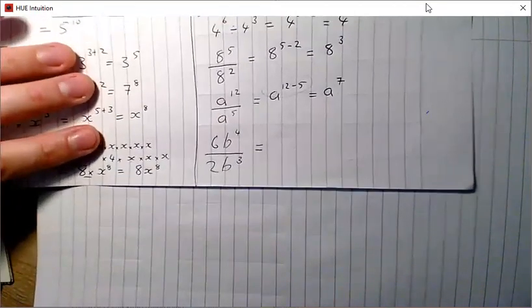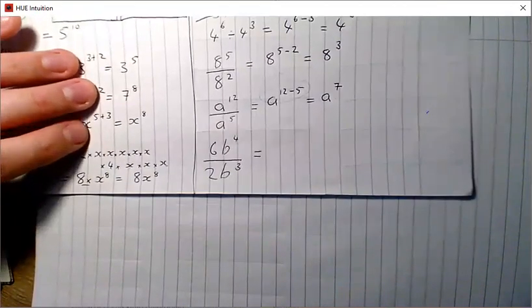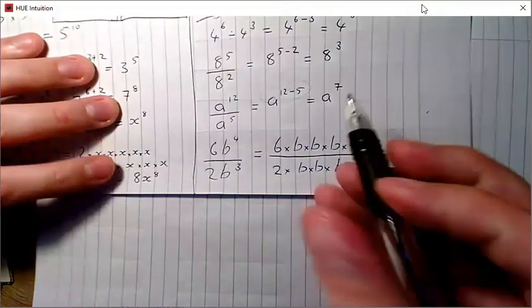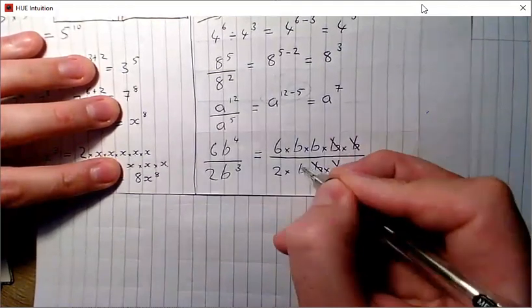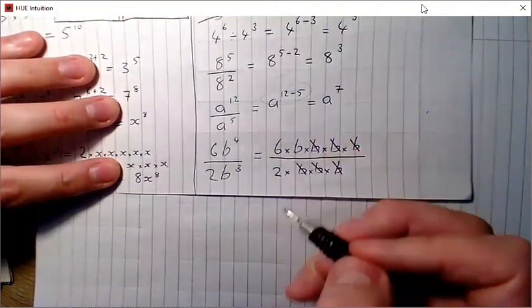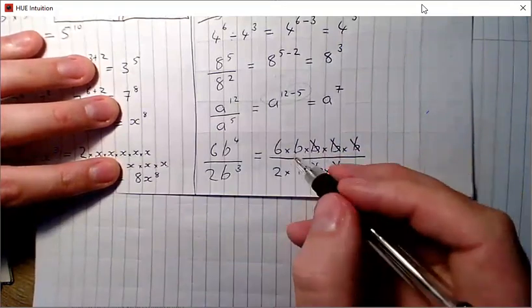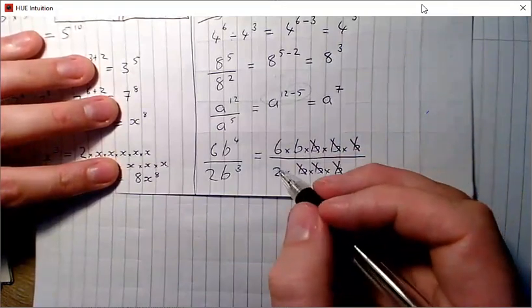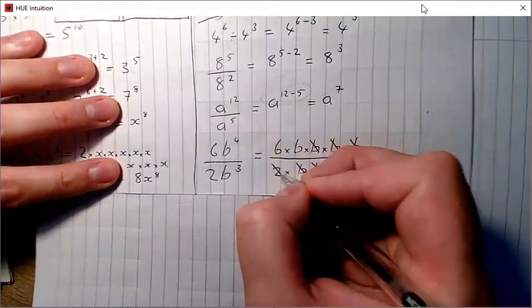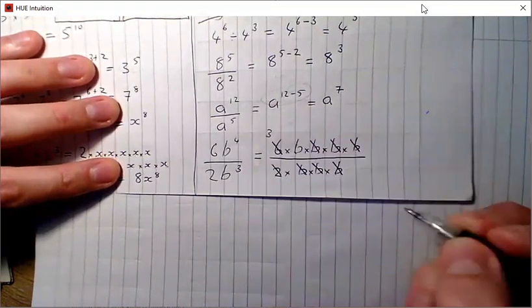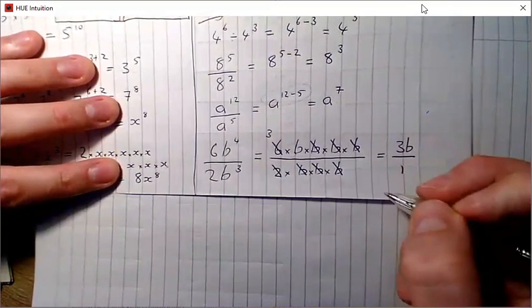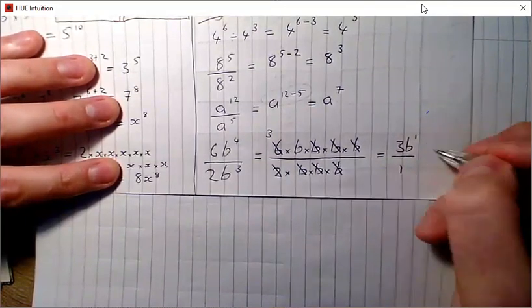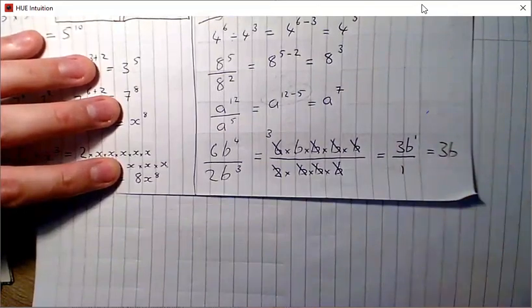This last one is a little bit different. Again, write it out in long form. You'll see what to do. Okay, hopefully you're getting something like this and you're saying, well, those B's are common, top and bottom. So I'm left with just one B, and that's B to the power of 1. We'll discuss that in just a second. And then 6 divided by 2 gives 3. So you're left with 3B on the top. If you want, you can put a 1 on the bottom, or you can say B to the power of 1. But really, that number is just 3 multiplied by B.